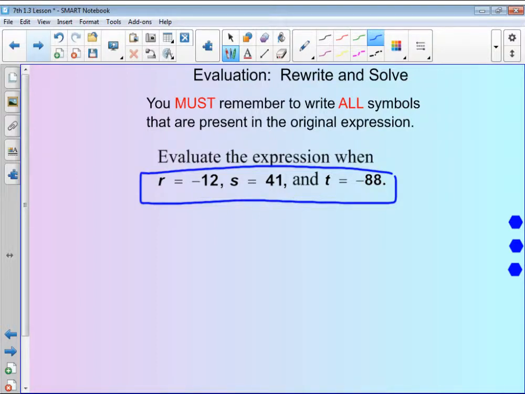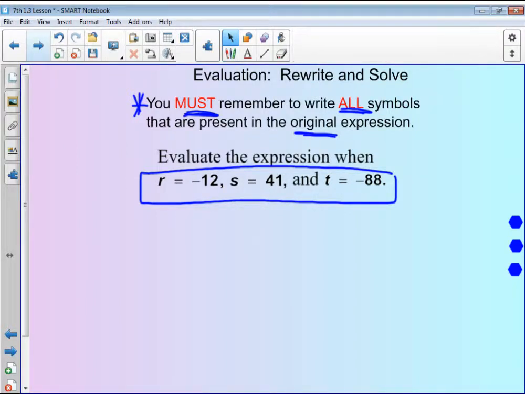Now the key thing to remember, now that we're working with integers, you must remember to write all symbols that are present in the original expression. You cannot leave negative signs off just because the number that you're substituting in is negative. That's a key thing to remember, and that's the most common mistake that kids make.